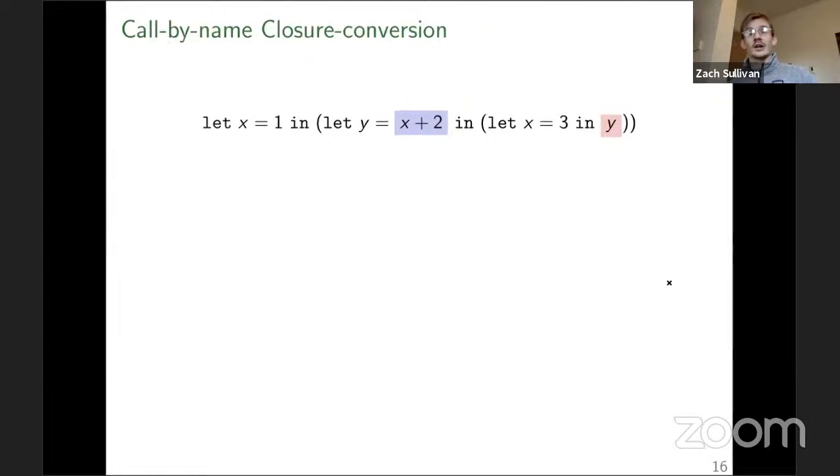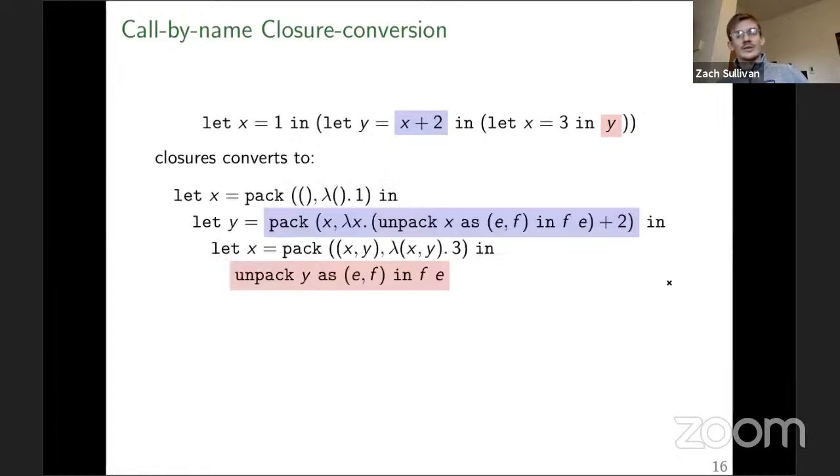Now, how do we closure convert this code? Well, we use the same trick we did in strict closure conversion for function closures. Instead of just having an expression on the right-hand side of a binding, we return a data structure with the free variables and a closed function that pattern matches on the free variables.